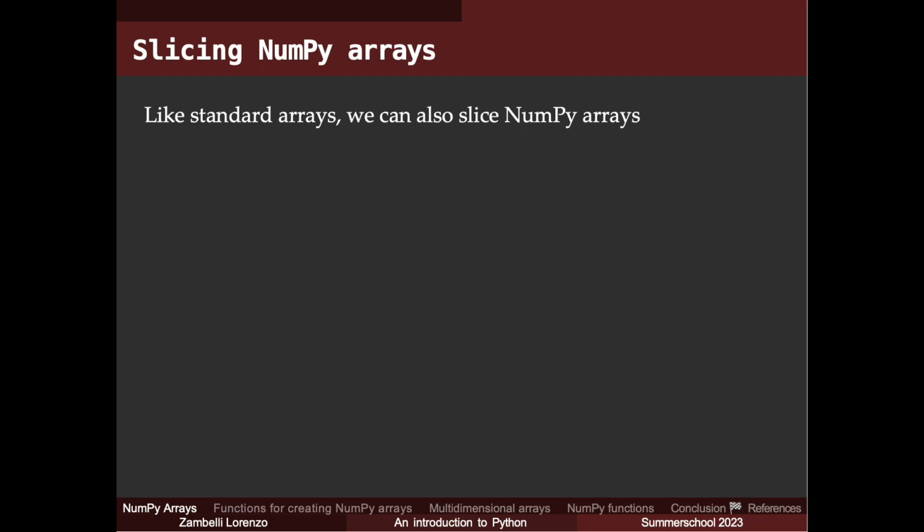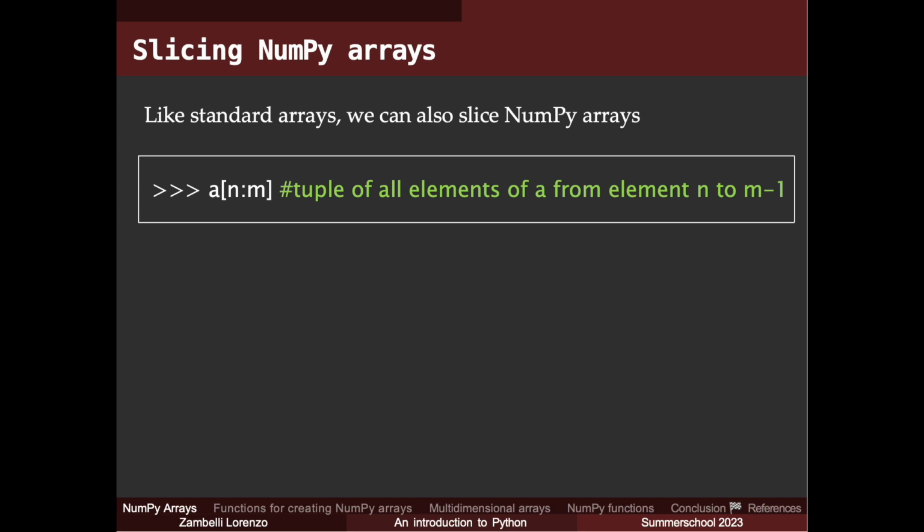Slicing. As with lists and tuples, we can also slice NumPy arrays. A way to do it is the following. We have our NumPy array A, then we use the colon to separate the starting and end point of our elements, and it will give us the NumPy array from position n to position m minus 1.